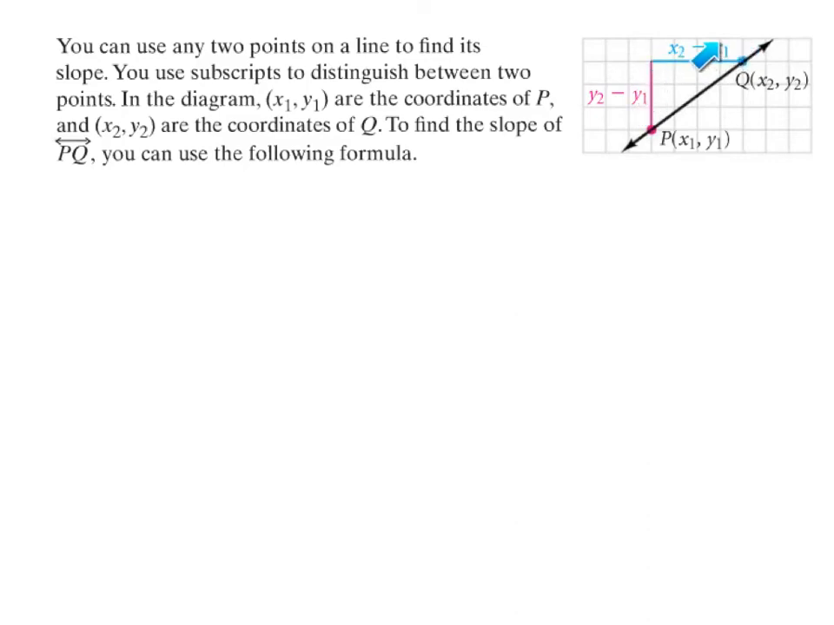But there is a formula, which you should already know. Slope. You can use any 2 points on a line to find its slope. You use subscripts to distinguish between 2 points. In the diagram, x sub 1, y sub 1 represents the coordinates of P. X sub 2, y sub 2 represent the coordinates of Q. To find the slope of the line PQ, we can use the following formula.